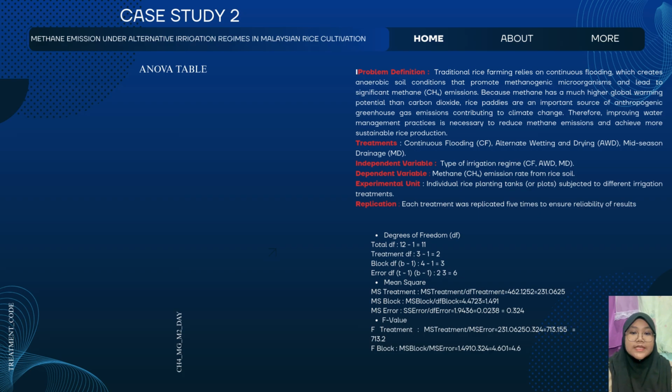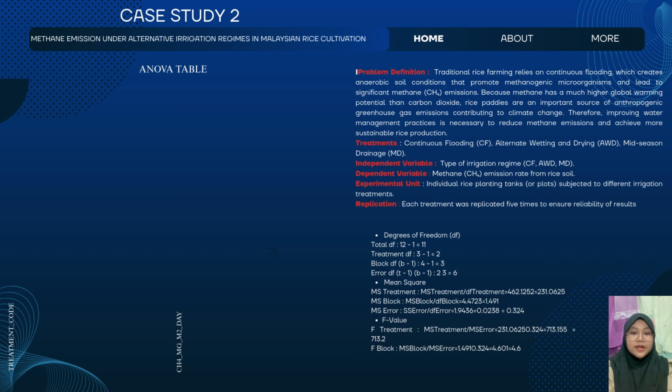The treatments for this case study are continuous flooding (CF), alternate wetting and drying (AWD), and mid-season drainage (MD). The independent variable was the type of irrigation regime, and the dependent variable was the methane emission rate from rice soil. The experimental unit consisted of individual planting tents or plots subjected to different irrigation treatments, and each treatment was replicated 5 times to ensure the reliability and statistical validity of the result.